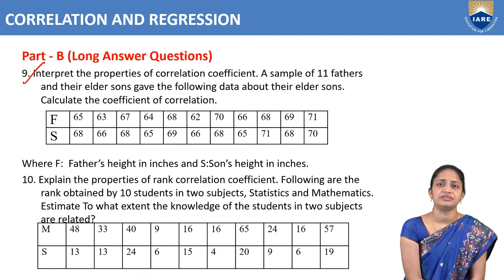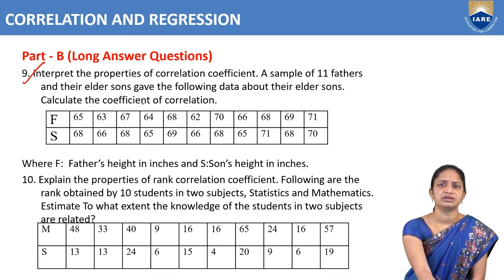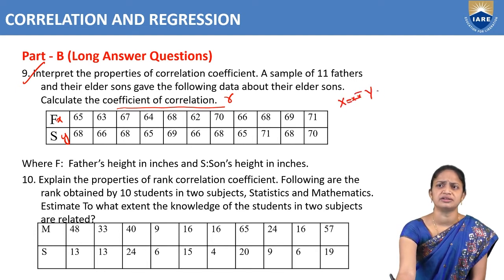A sample of 11 fathers and their elder sons gave the following data about their elder sons. Calculate the correlation coefficient. Here the correlation coefficient is denoted with r. They have given small x and small y, so we need to find capital X and capital Y, that is x minus x bar and y minus y bar. After that xy, x square, y square.